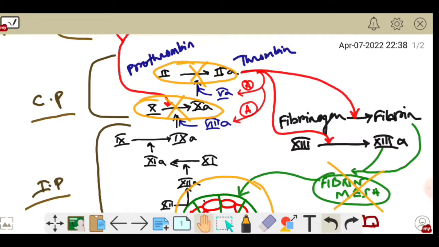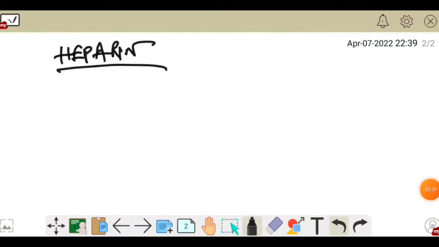Or you can say antithrombin 3 is a special protein that actually prevents the formation of a clot. So this is very important. So now let's talk about heparin.